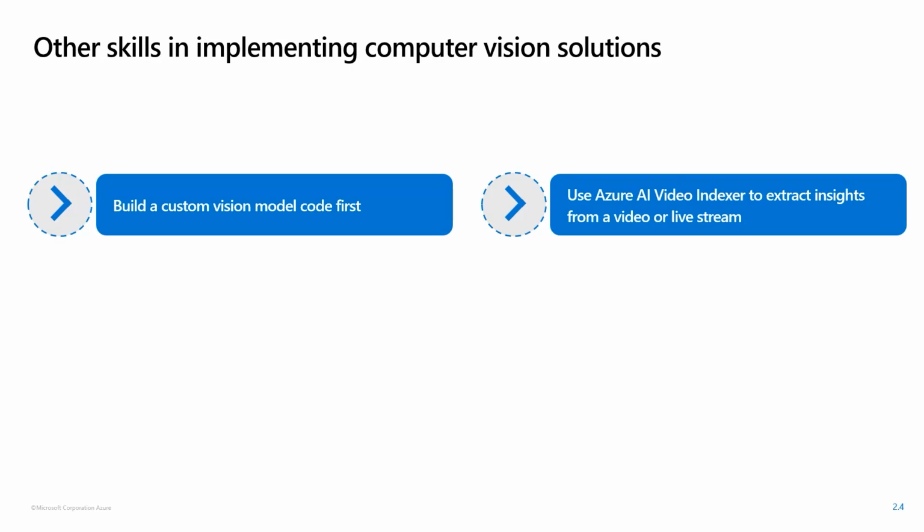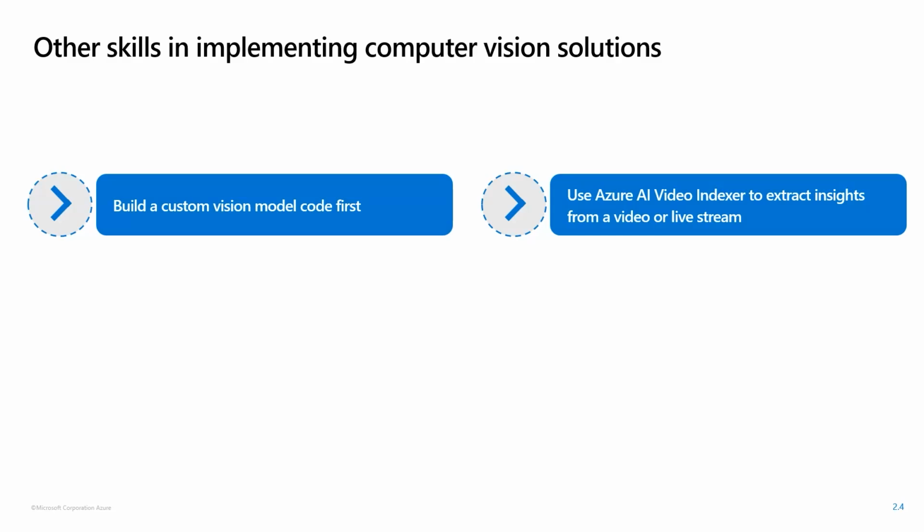Make sure to explore how to build a custom vision model using code-first approaches like Python SDK or REST API. It's important to understand how to create a project, add tags, upload and label images, train the model, publish it, and test the prediction endpoint.